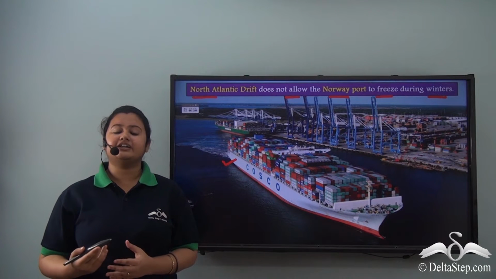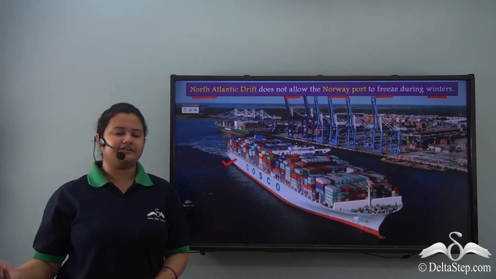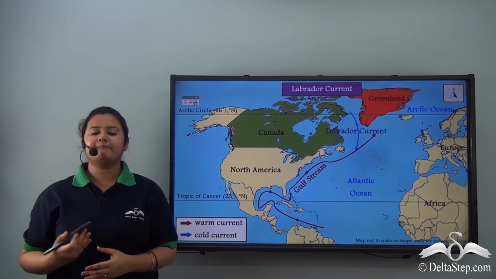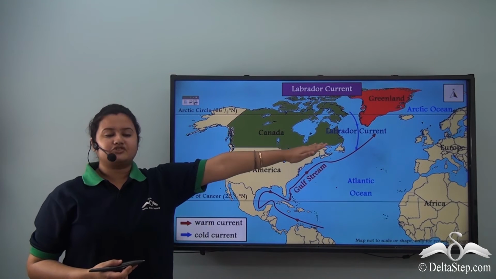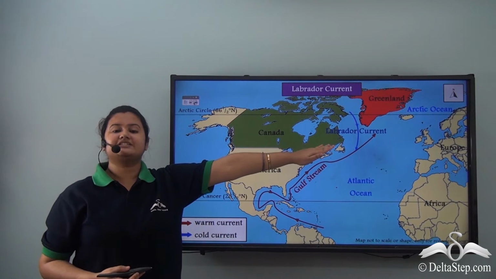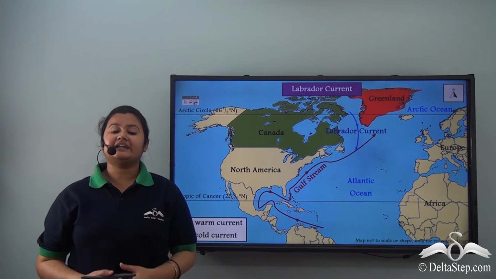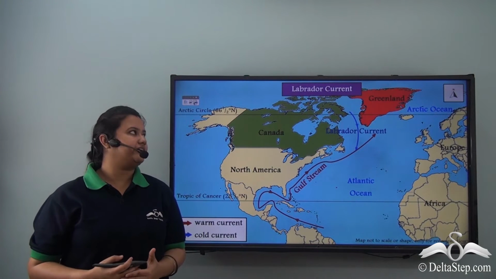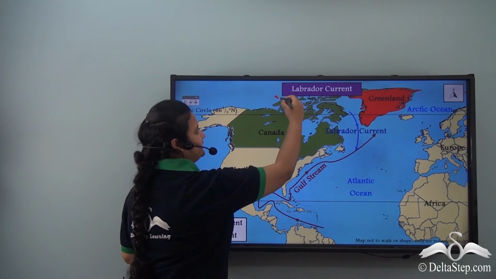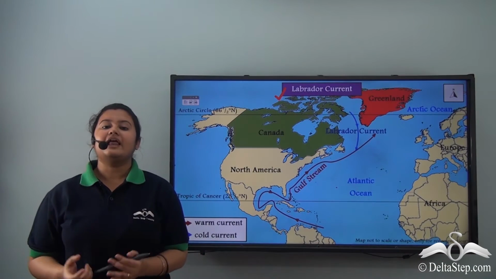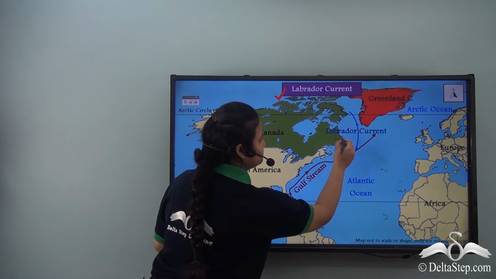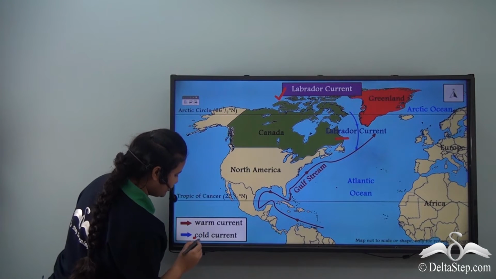Now we will study about another important current. If you remember, I have already mentioned that when Gulfstream comes here in the northeastern tip of North America, it combines with a cold current. The name of this cold current is the Labrador Current. Now, Labrador Current is a cold current. See, it is marked with blue. That is, it is a cold current.